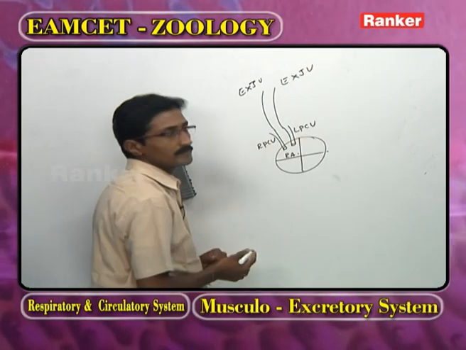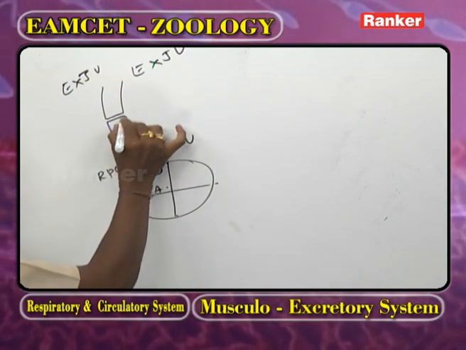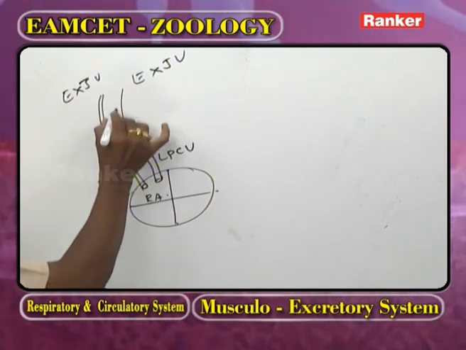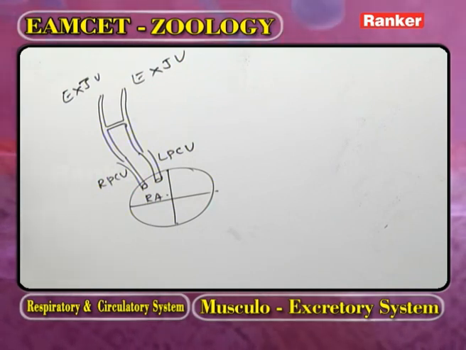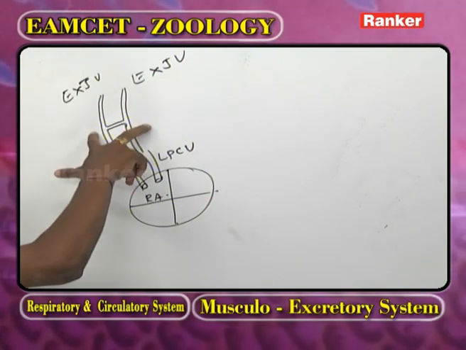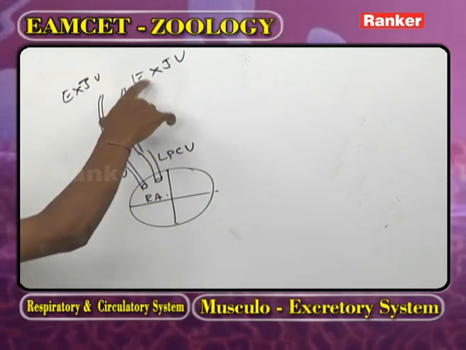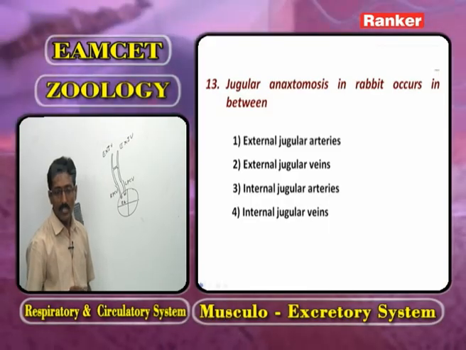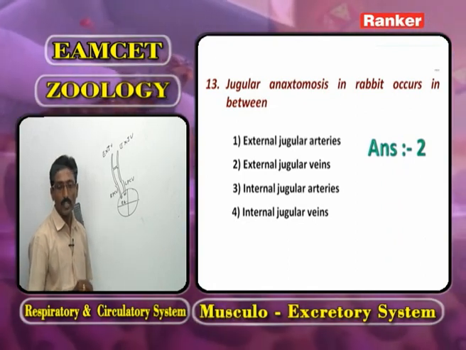In the left precaval vein also what is present, students? External jugular vein. Now these two jugular veins are connected by a transverse blood vessel. That we call jugular anastomosis. What is jugular anastomosis? It is a transverse blood vessel that connects two jugular veins: external jugular vein of right precaval vein and external jugular vein of left precaval vein. Now the answer is the external jugular veins. Now we go for the next question.